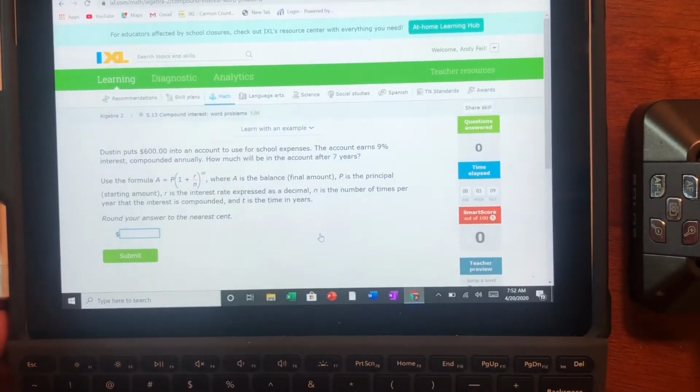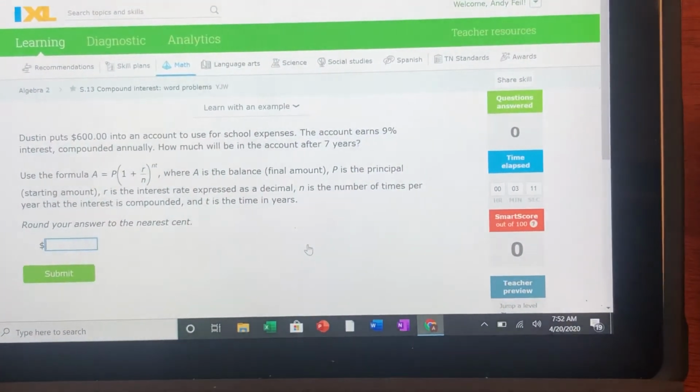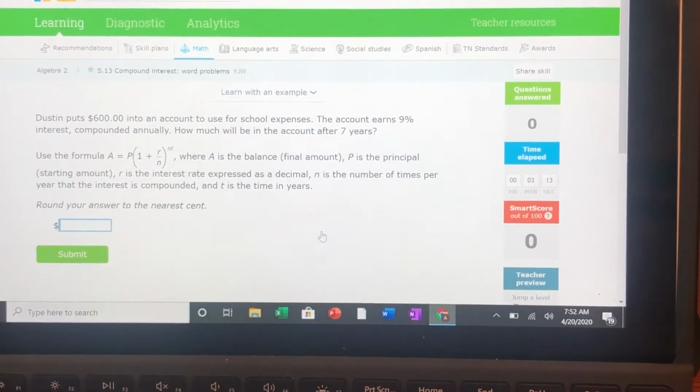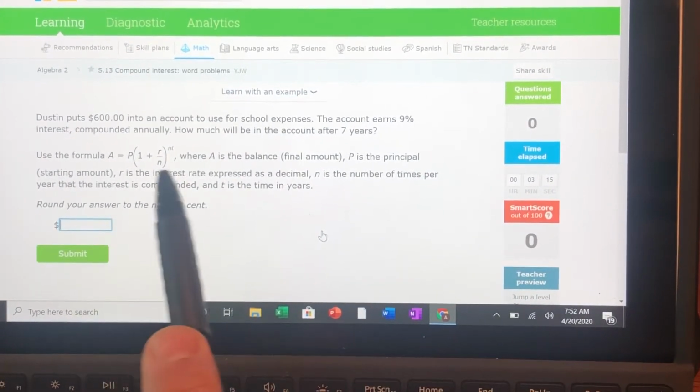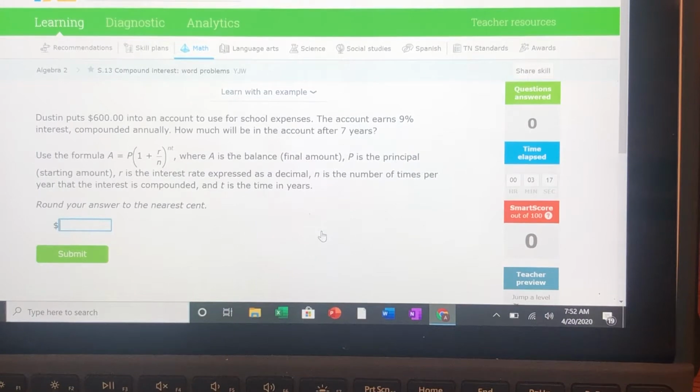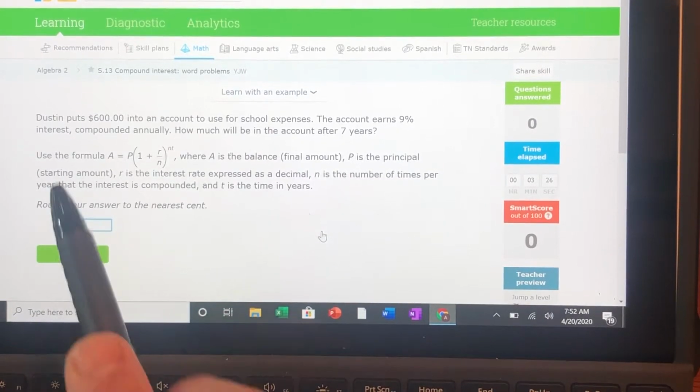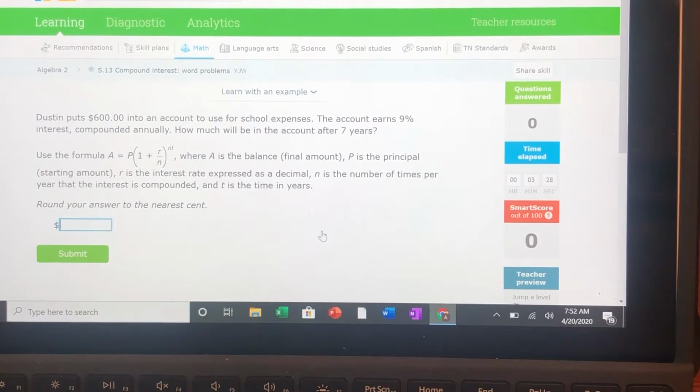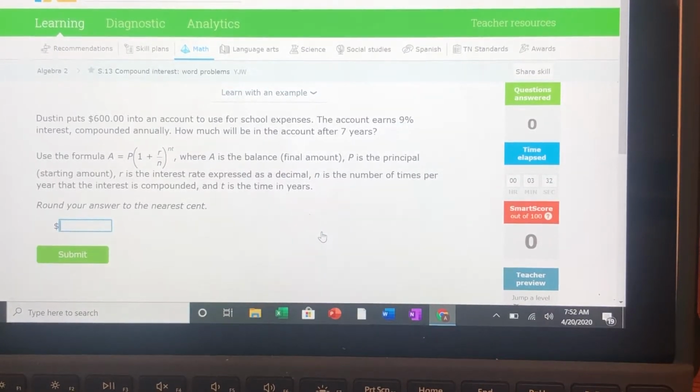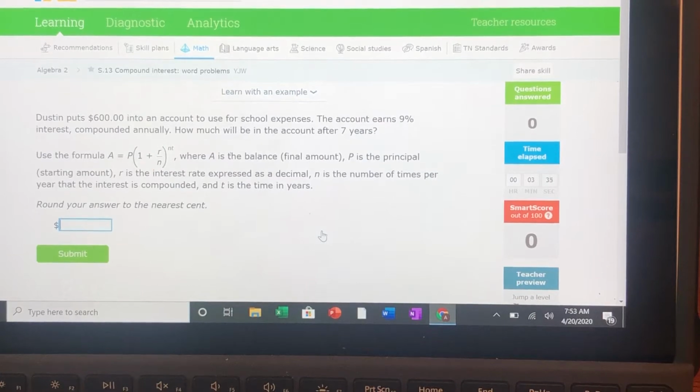All right, I'm going to zoom in here just a little bit so you can read this. And notice in the problem, they give you the formula, so you're never going to be without the formula. But you are going to want to have some paper out because some of these problems will require that you do just a little bit of work. So this one says, Dustin puts $600 into an account to use for school expenses. The account earns 9% interest, compounded annually, so that means 1. How much will be in the account after 7 years?